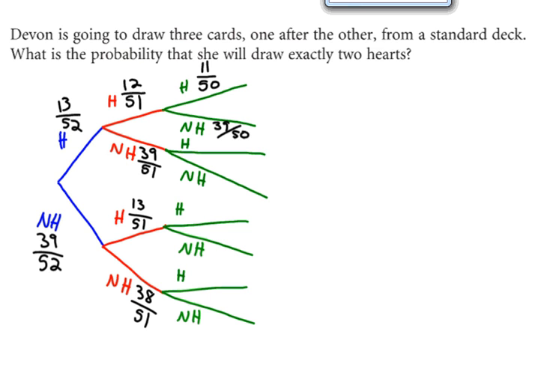All right, now we go along the path that she chooses a heart on the first card, a non-heart on the second card, and we have to find the probability that she chooses a heart on the third card. So this probability is 12 out of 50. Now we have to find the probability that she chooses not a heart. So she chose a heart, then not a heart. Now the probability that she chooses not a heart again, we get 38 out of 50.